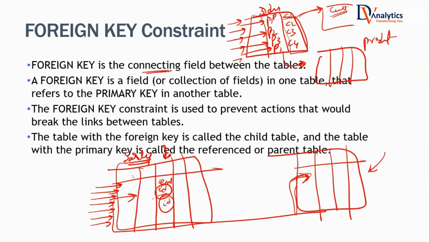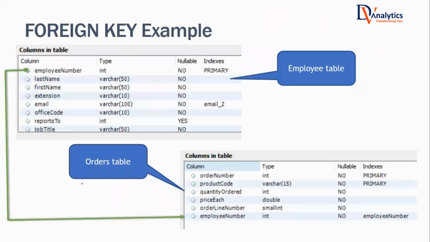Foreign key is the connecting field between the tables. It's a field or a collection of fields in one table that refers to the primary key in another table. A foreign key constraint is used to prevent actions that would break the links between the tables. This will help us in creating the links between the tables. Obviously, in the orders table, if you want to get the details from the product, you have to have that foreign key, product ID. So what is a foreign key? A particular column here is actually a primary key somewhere else.